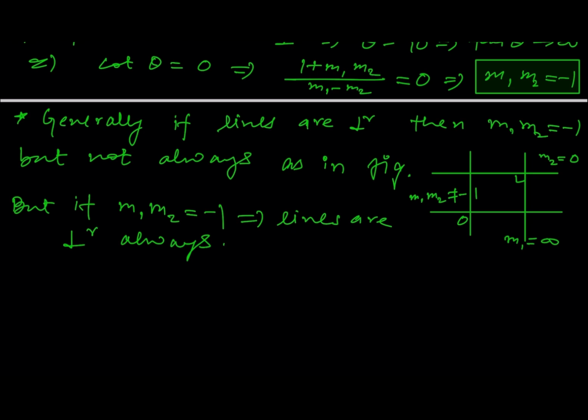But keep in mind, if you are given an assertion-reason question, say in one statement it is written that if lines are perpendicular, then m1 m2 is equal to -1. Is it true always? Then you have to say no, it is not always the case.